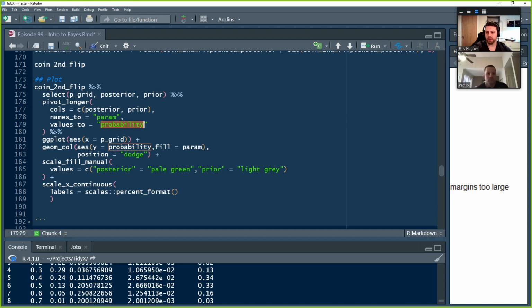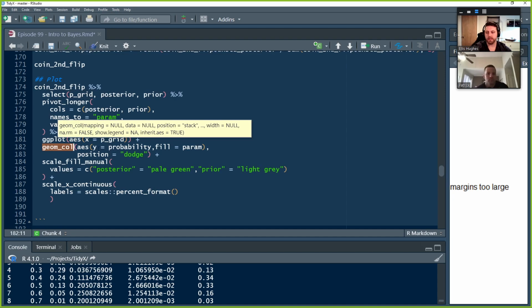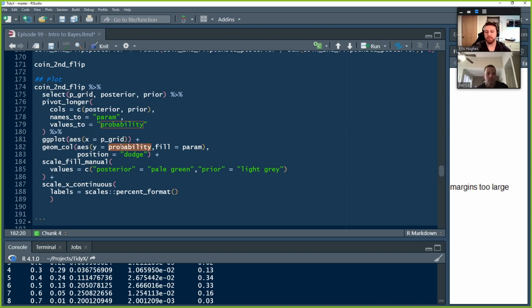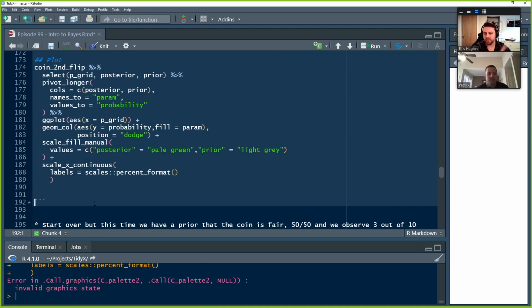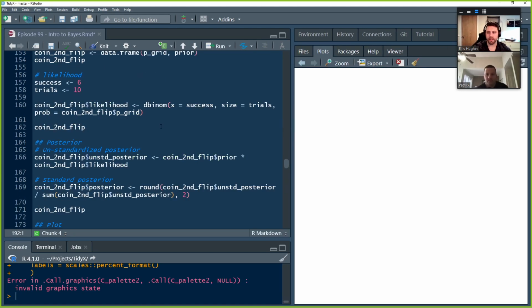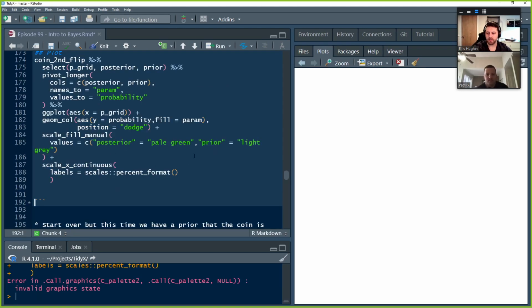We're going to pivot longer by the posterior and the prior, so the column names will go into the params column, and the values inside posterior and prior will go to the probability column. We'll throw it into a ggplot where the x-axis is the probability grid. We're going to create columns where the y, how high it goes, is the probability, and the fill is based on the param, and then we're going to dodge them. That means we're able to have two bars next to each other. We're going to color them, so the posterior is going to be pale green, and the prior is going to be light gray. And then we're going to scale the x-axis to be percentages as opposed to 0.1, 0.2. Now it's going to be 10, 20, 30.